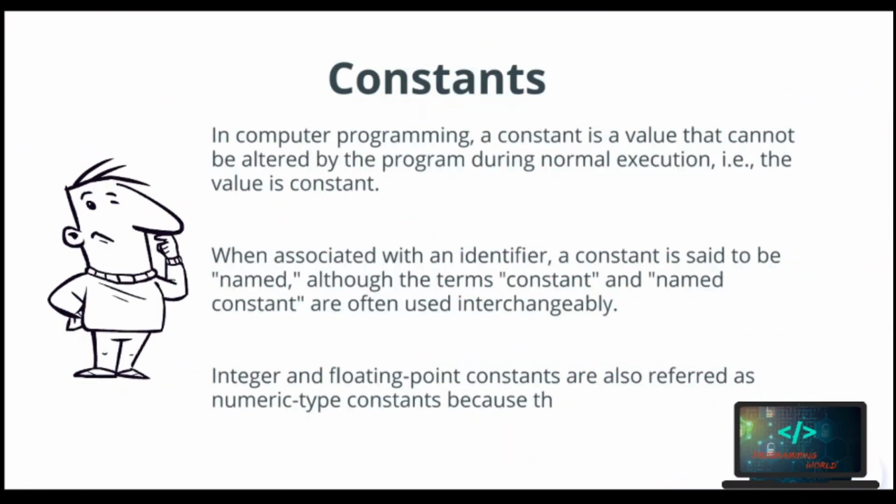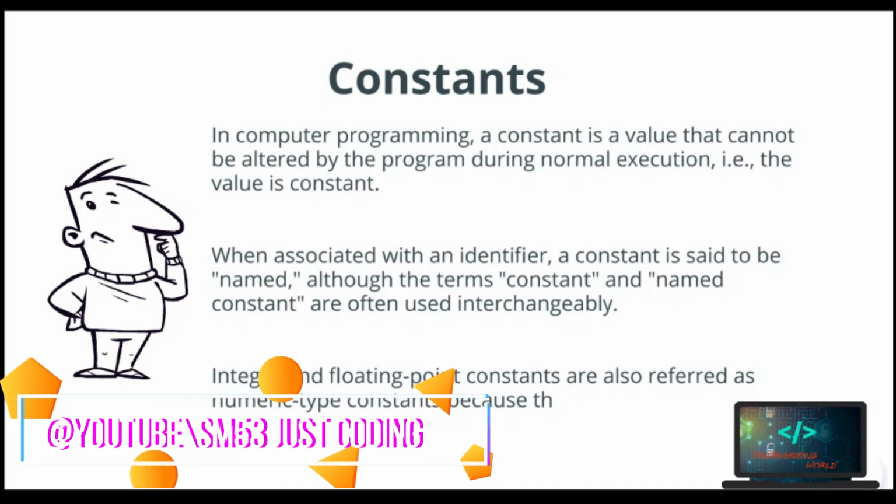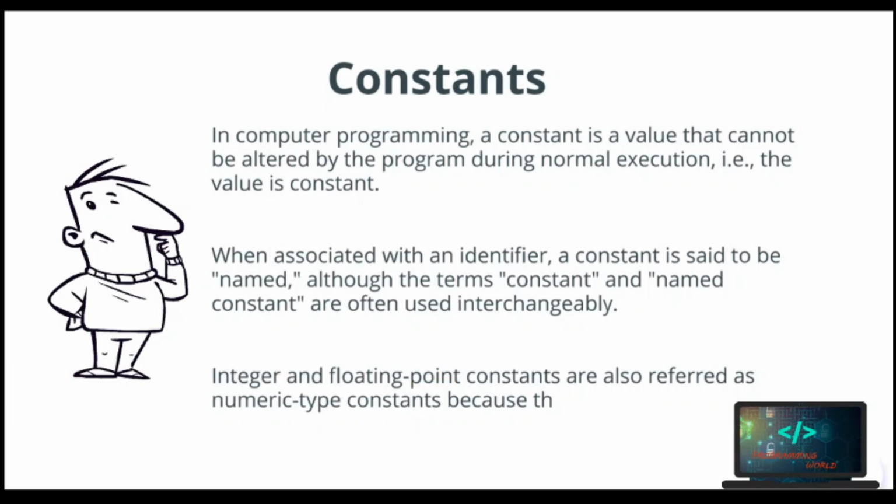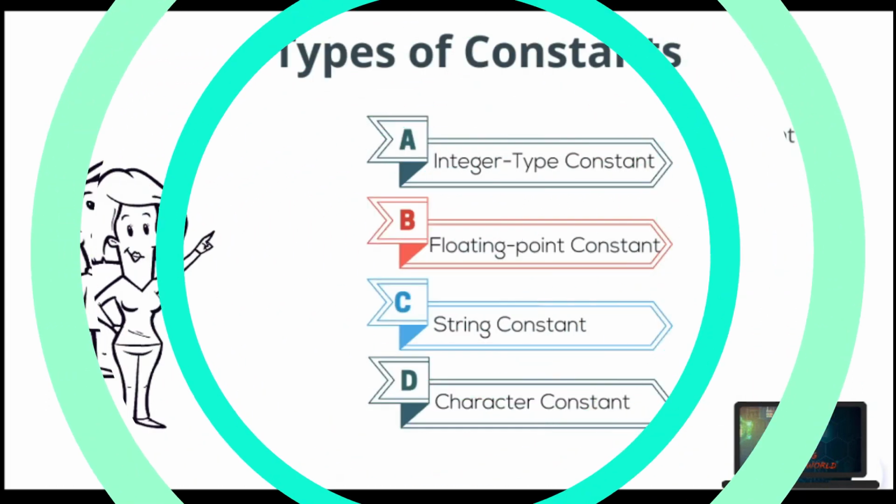Third one is constants. In computer programming, a constant is a value that cannot be altered by the program during normal execution. That is, the value is constant. When associated with the identifier, a constant is said to be named. Although the terms constant and named constant are often used interchangeably. Integer and floating point constants are also referred as numeric type.